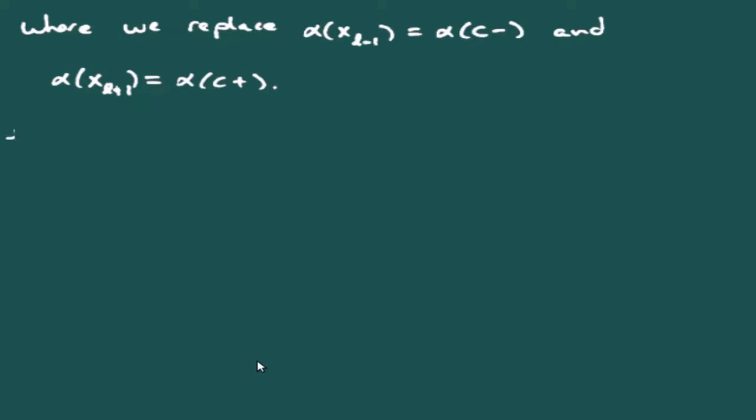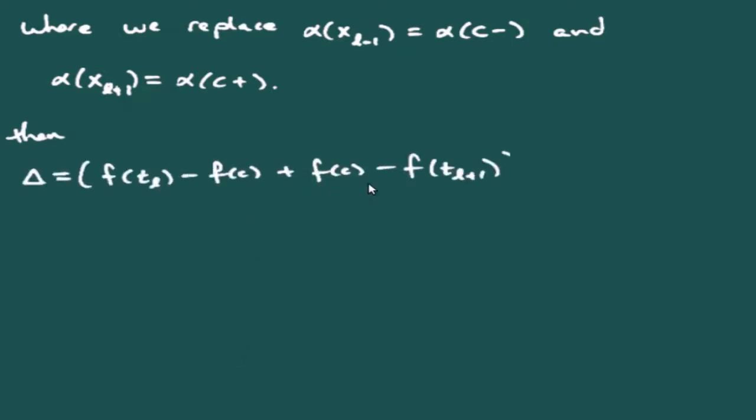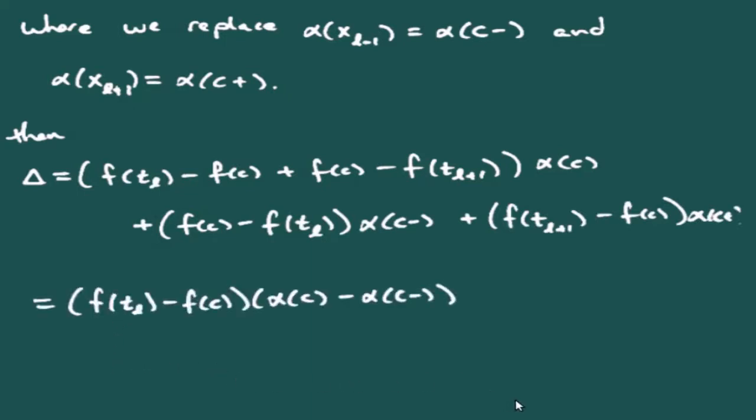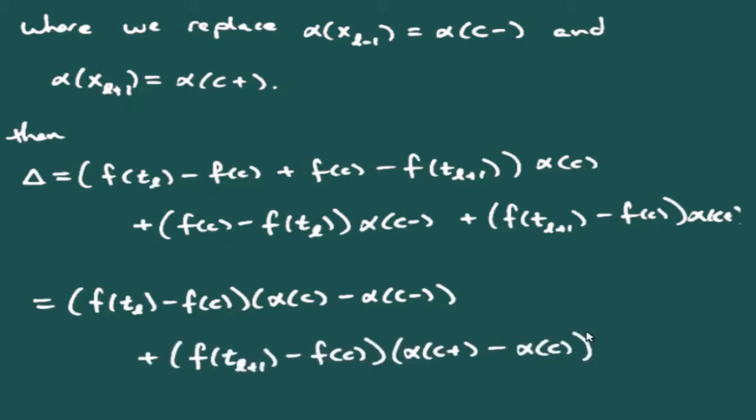So then we're going to perform the standard add something, subtract something trick. In our expression, we're going to subtract off f of c, and add on f of c. Now, when we do that and do some rearranging, what we find is that our delta is going to be equal to the quantity f of t sub l minus f of c times the quantity alpha of c minus the limit as alpha approaches c from the left, plus the quantity f of t sub l plus 1 minus f of c times the difference of the limit from the right minus alpha of c.